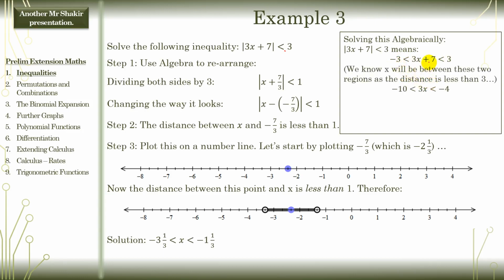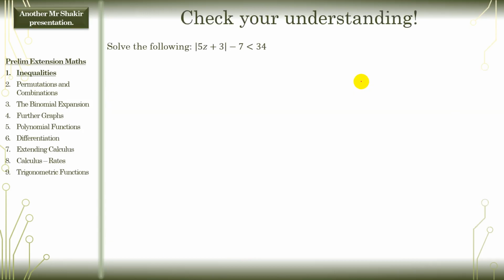Alright. Subtract 7 on both sides, divide both sides by 3, you get the same answer as here. So you can do it either way, whichever way you prefer. Now check your understanding, pause the video, give it a go, see how you do. I'm assuming you have paused the video.